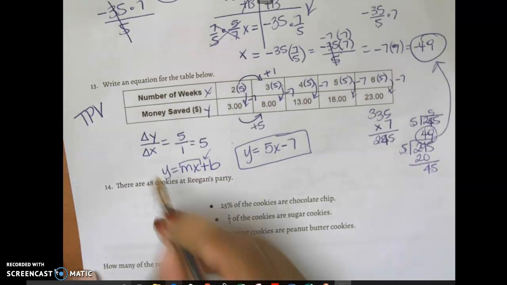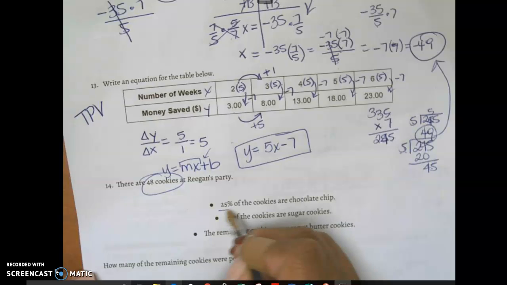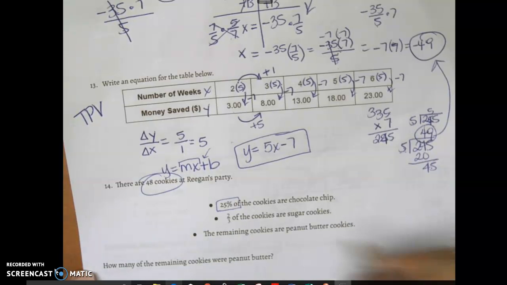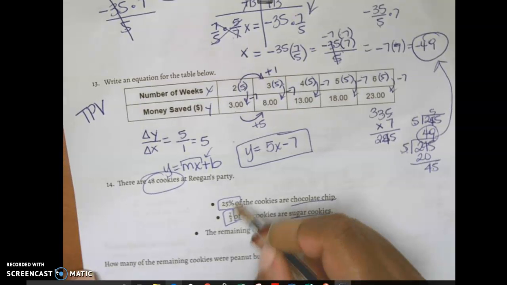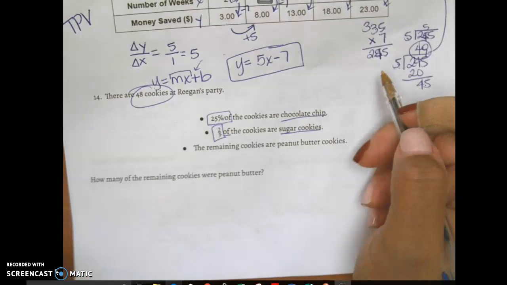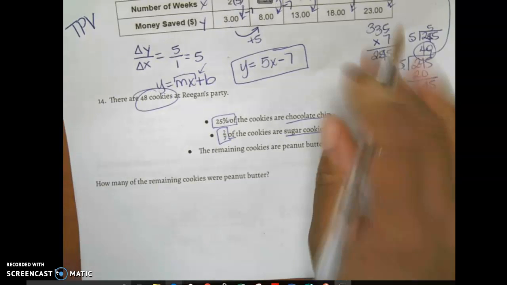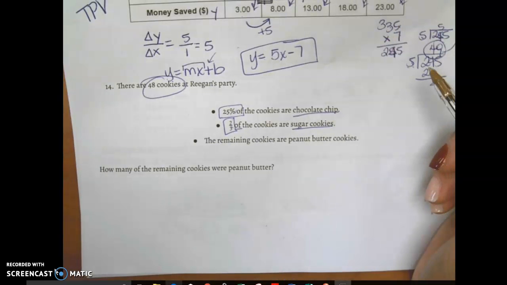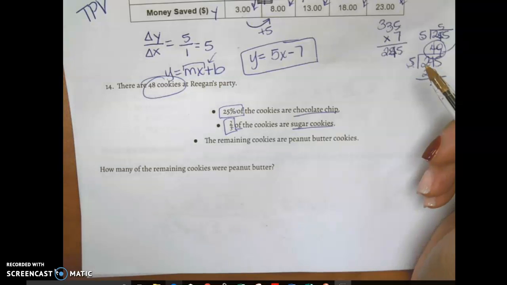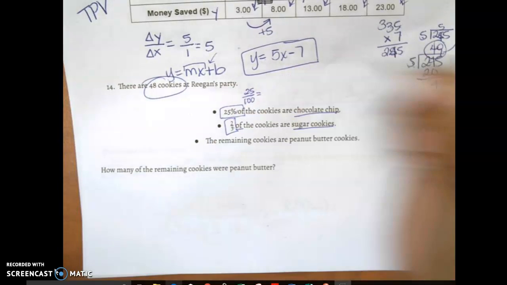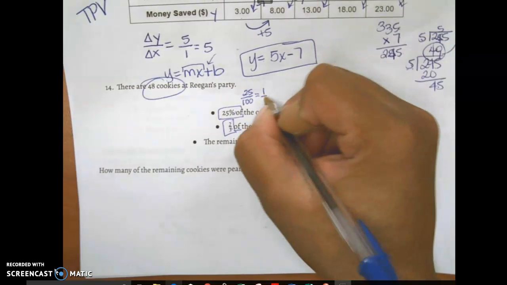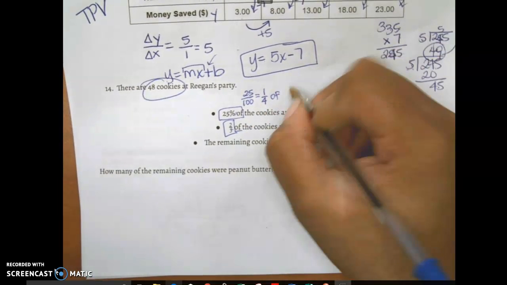There are 48 cookies at Regan's party. 25% of the cookies are chocolate chip. 2/3 of the cookies are sugar. What do I have to do here? Change 2/3 to a percent. Okay. What is it going to be as a fraction? Which simplifies to what? 1/4. 1/4 of the cookies are chocolate chip.